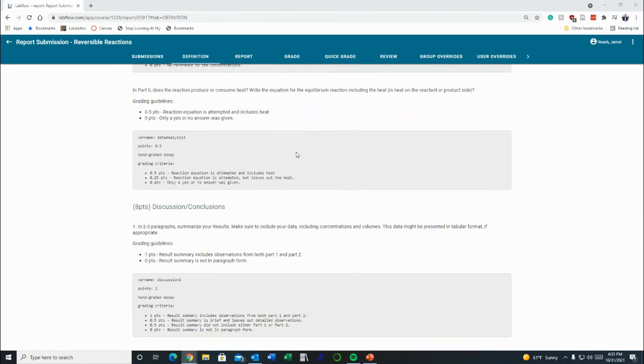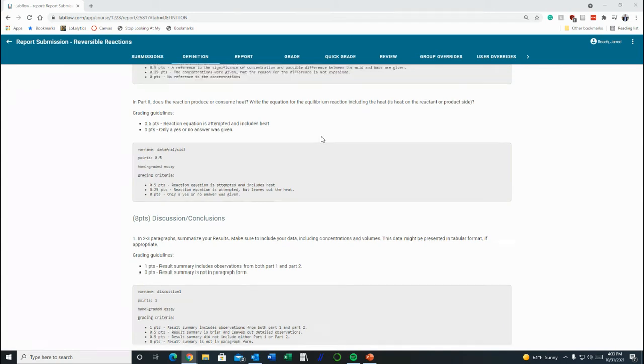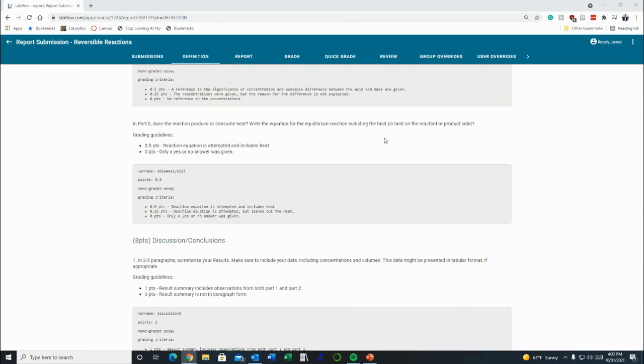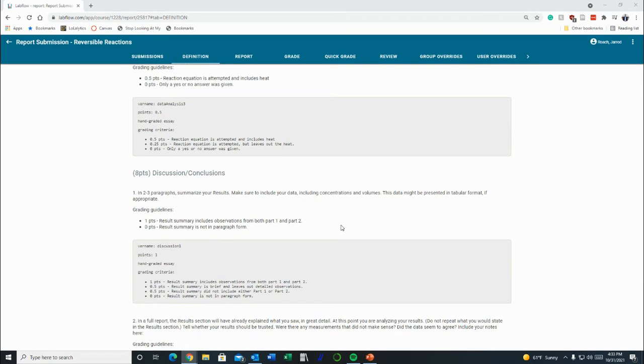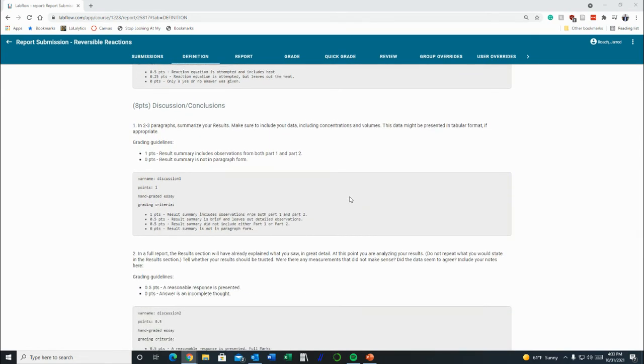And then you need to write the full reaction, not just that it's on the product side or the reactant side. You need to write the full reaction of heat. So data analysis is pretty simple. And then your discussion and conclusions this week is going to take a while.